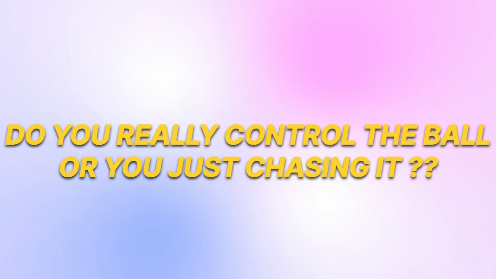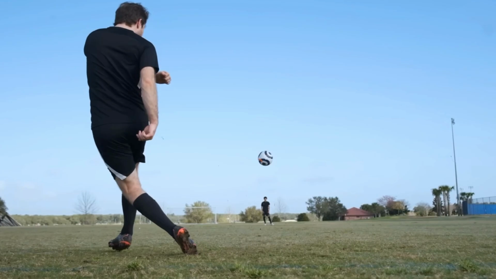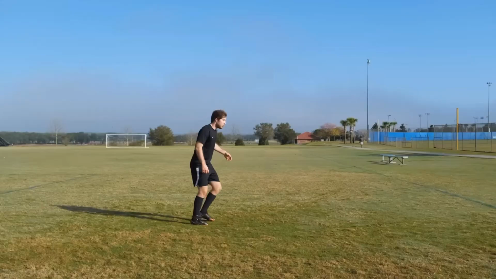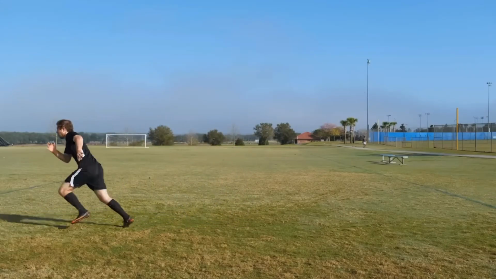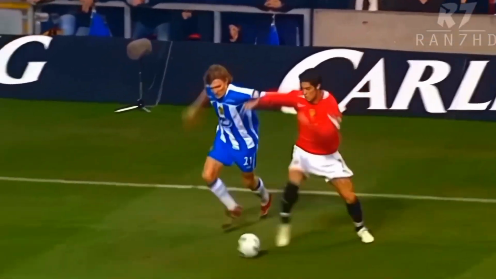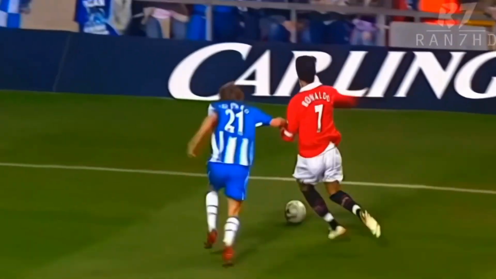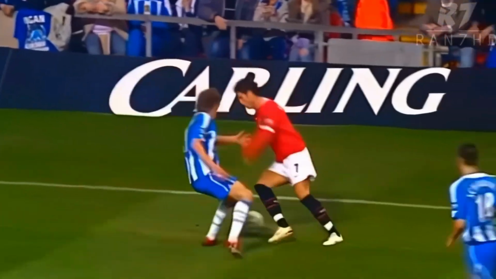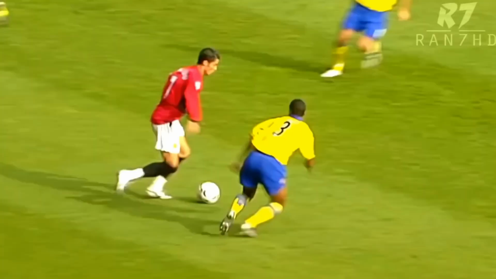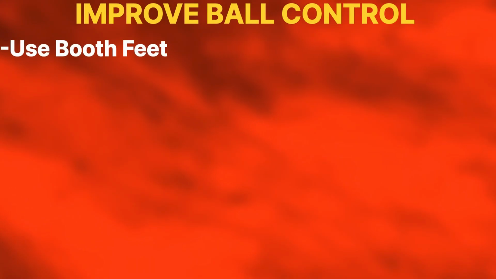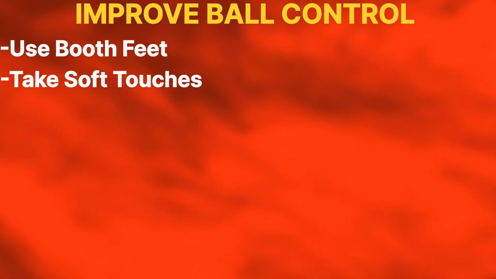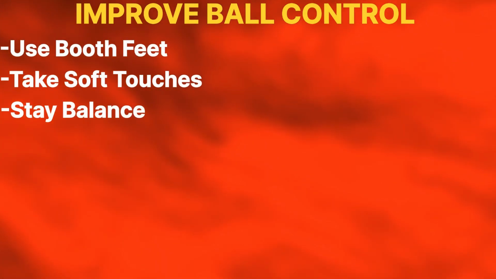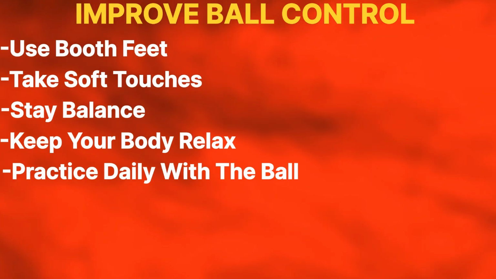Do you really control the ball or are you just chasing it? A lot of players think they have good control. But the truth is, if the ball is always bouncing away from you, then your control is still weak. Ball control means the ball should stay under your command. You should be able to stop it, move with it, protect it and stay calm under pressure. To improve ball control, use both feet, take soft touches, stay balanced, keep your body relaxed. Practice daily with the ball.